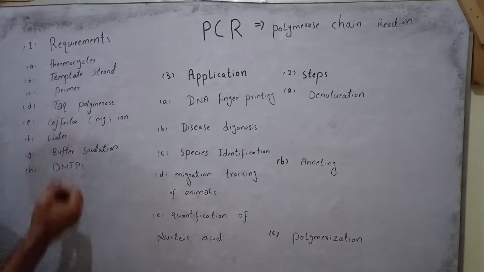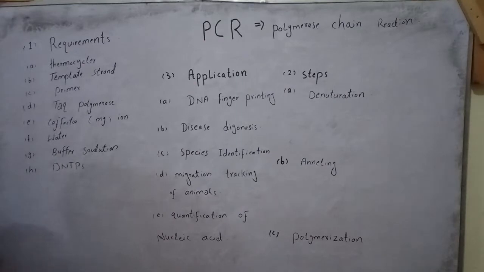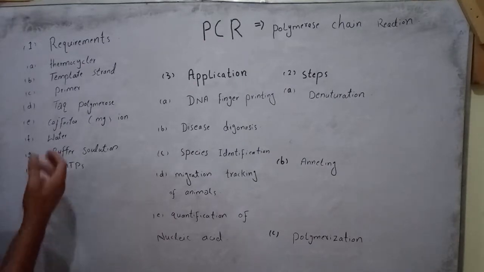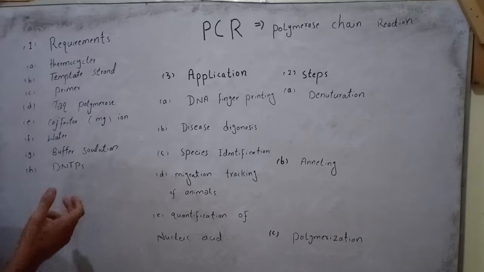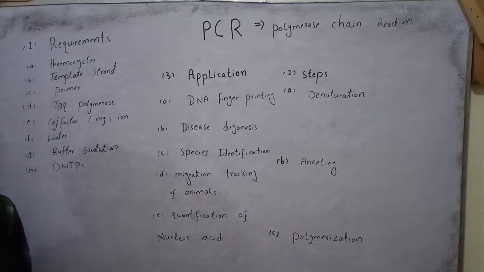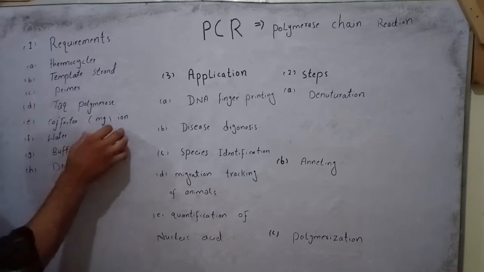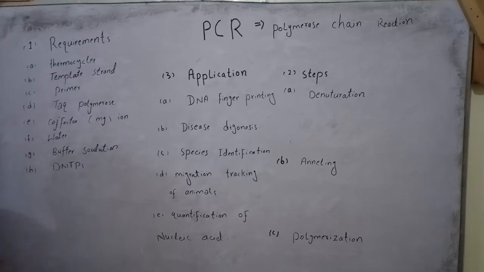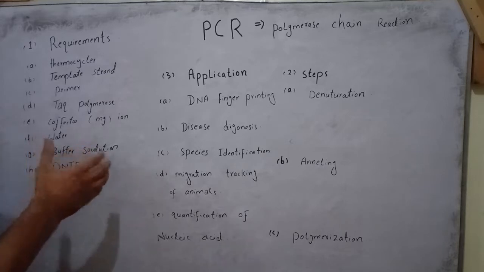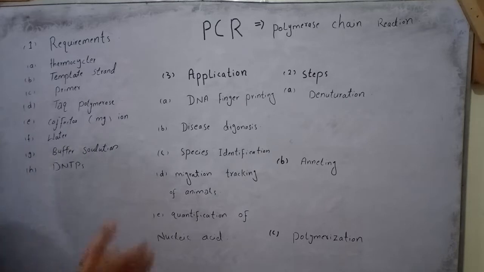Now the fourth requirement for PCR is Taq polymerase, which is derived from Thermus aquaticus bacteria. Cofactors are also used for this process, like magnesium ion. They provide stability. And water, buffer solution and dNTPs are required for the PCR process. So these are all required for PCR.